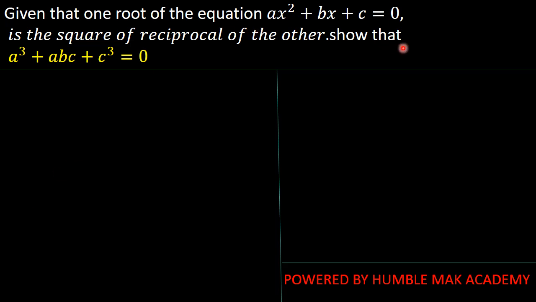In today's video we shall be looking at this question I have here on screen, which says that given that one root of the equation ax squared plus bx plus c equals 0 is the square of the reciprocal of the other, we should show that a cubed plus abc plus c cubed is equal to 0.